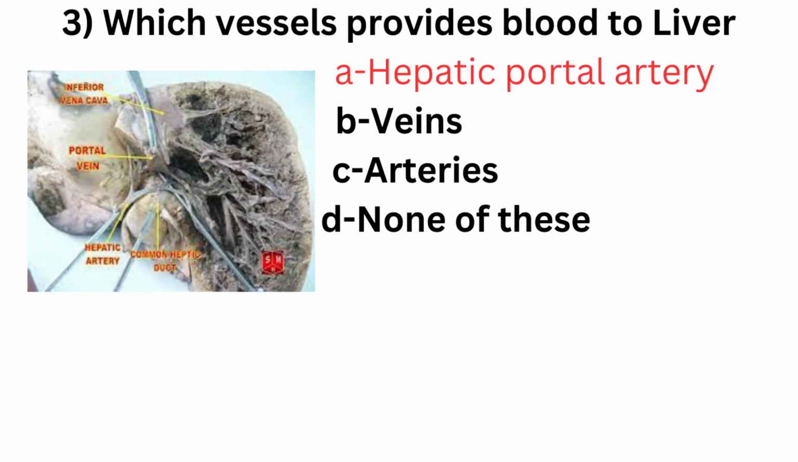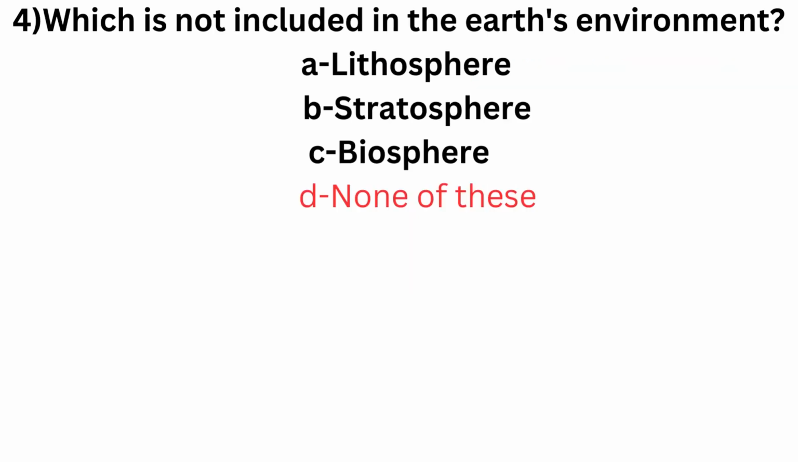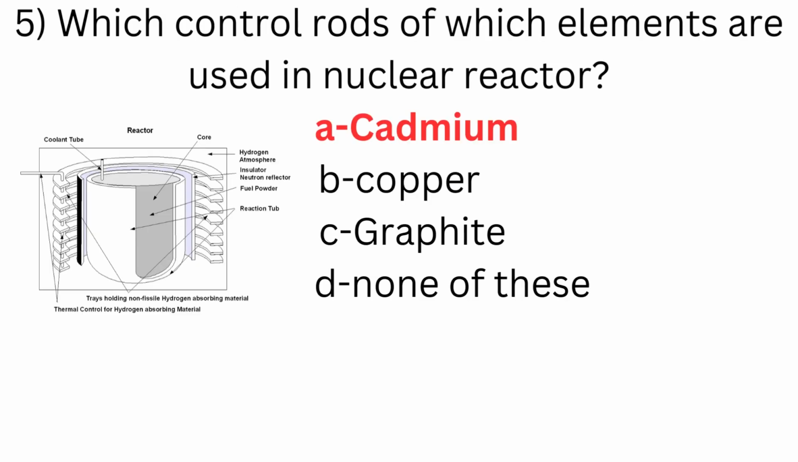And which vessels provide blood to the liver? So the hepatic portal artery supplies blood to the liver. Liver is also called the chemical factory of the body and it is also one of the largest organs in the human body. And which is not included in the earth environment? So none of these. And which controls rods in a nuclear reactor? So cadmium rods are used to control a nuclear reactor.